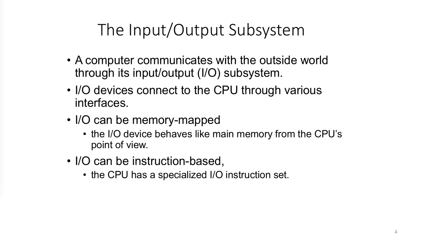The input and output subsystem of a computer is the way a computer communicates with the outside world. Sometimes we call this the I/O subsystem. The I/O devices connect to the CPU through various interfaces. One of the interfaces is called memory mapped, in which the I/O device behaves like main memory from the CPU's point of view.